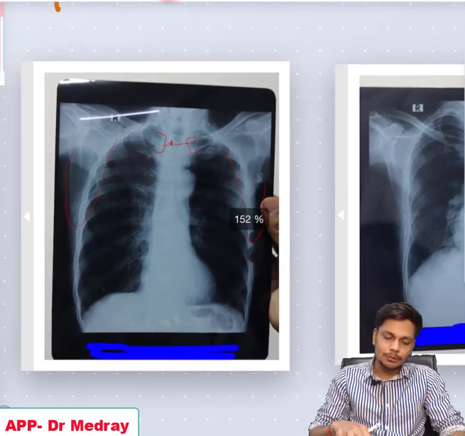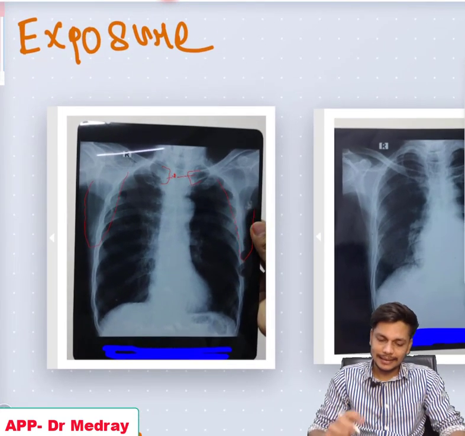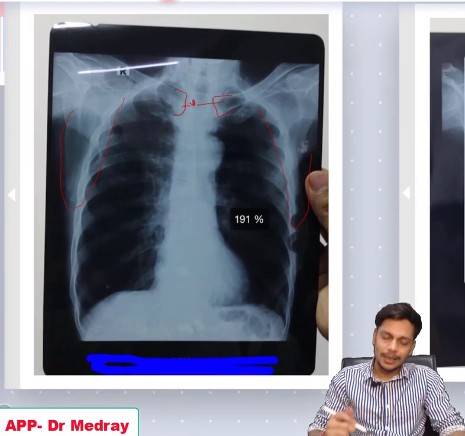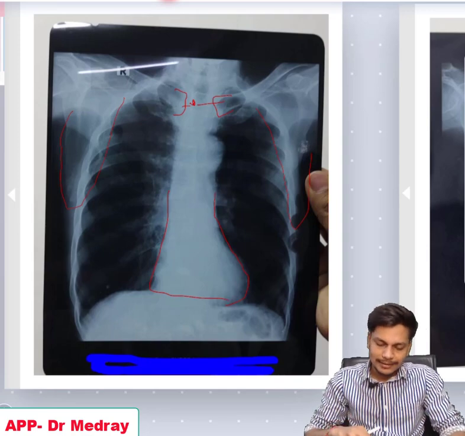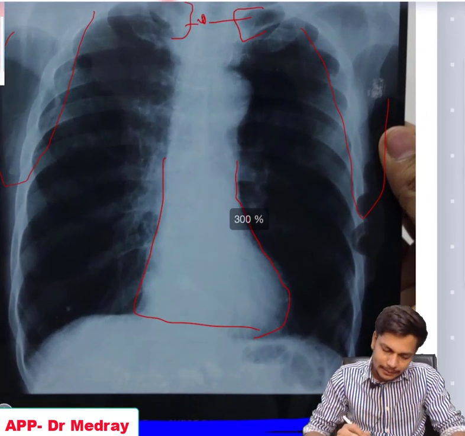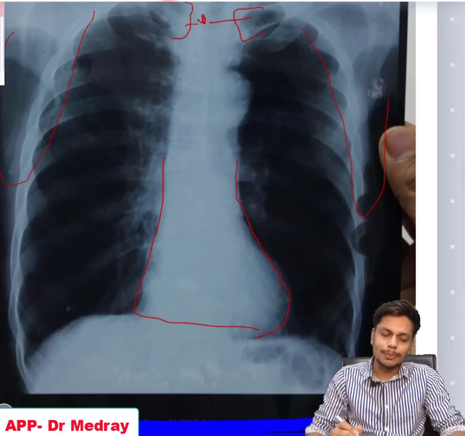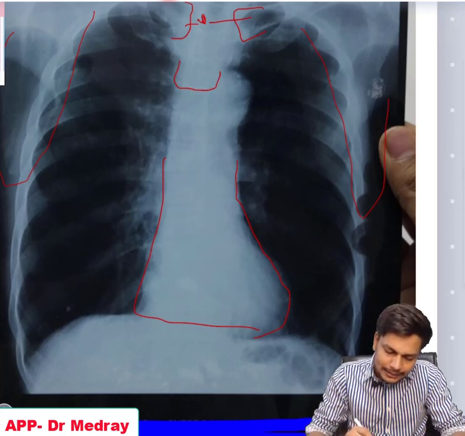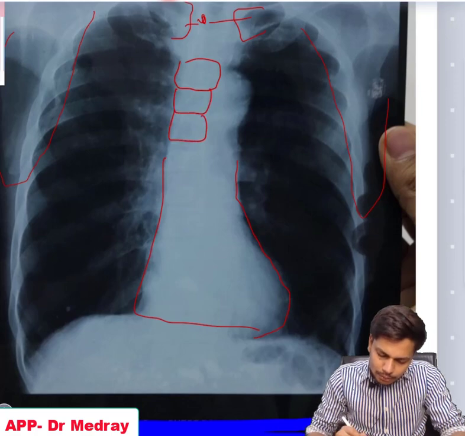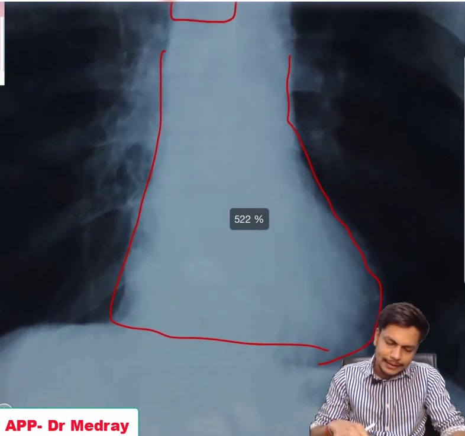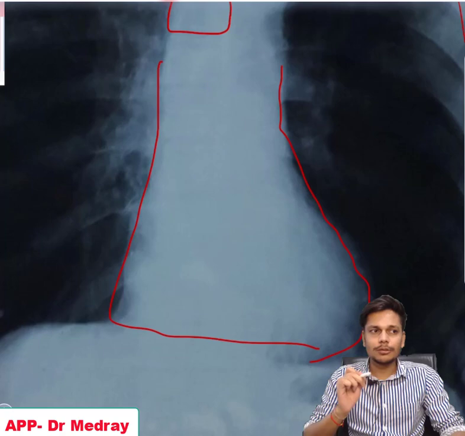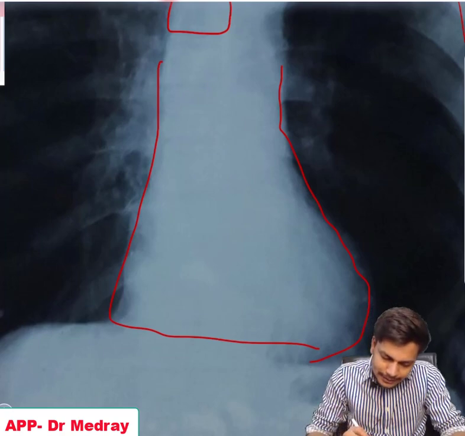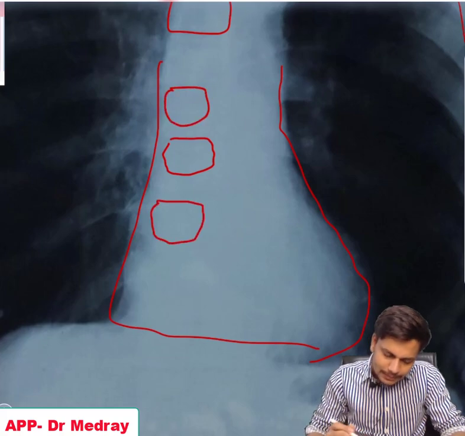So how will you come to know about the exposure in the X-ray? Through the shadow of the heart. So this is the shadow of the heart. Through the shadow of the heart, the lower thoracic vertebra should barely be visible. These are the vertebrae. Can you see that these vertebrae are barely visible, just visible?